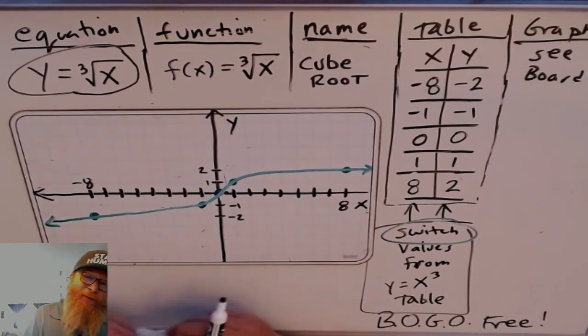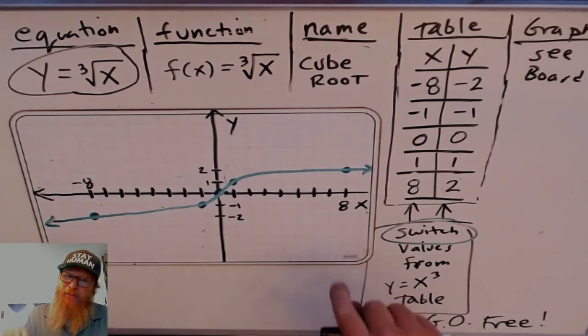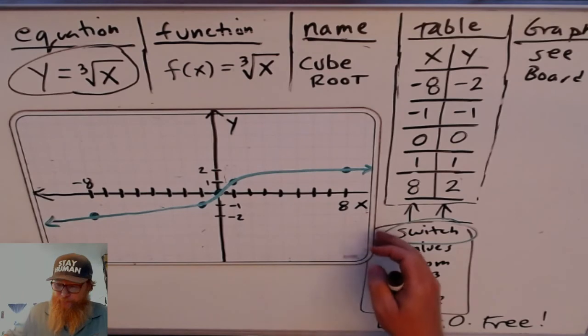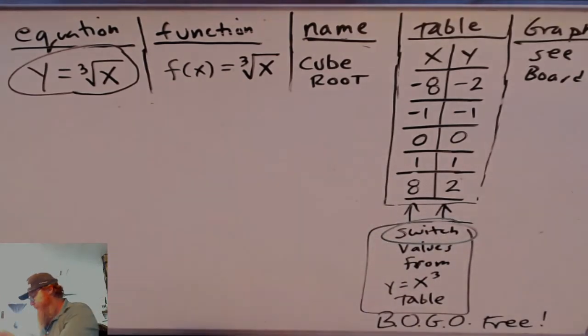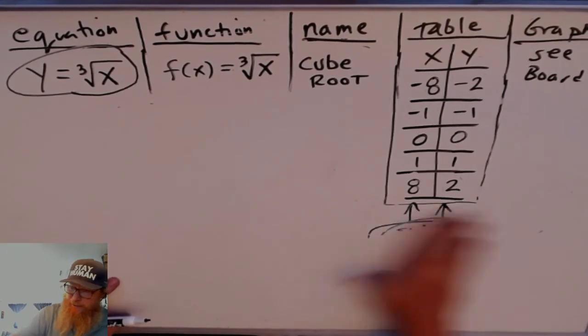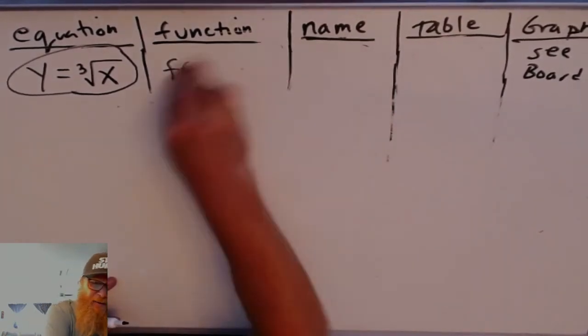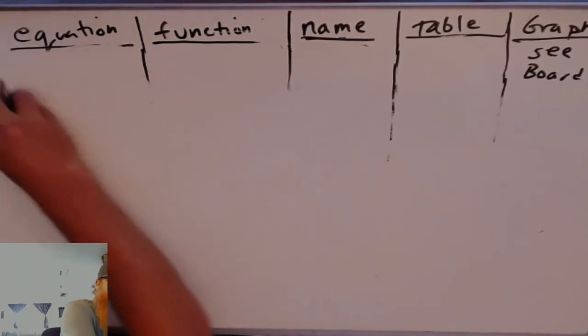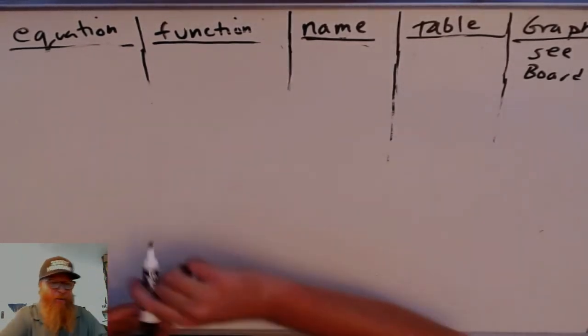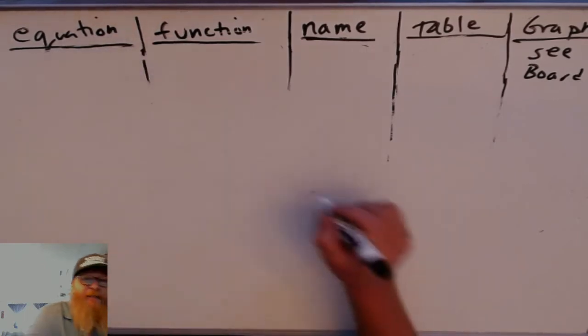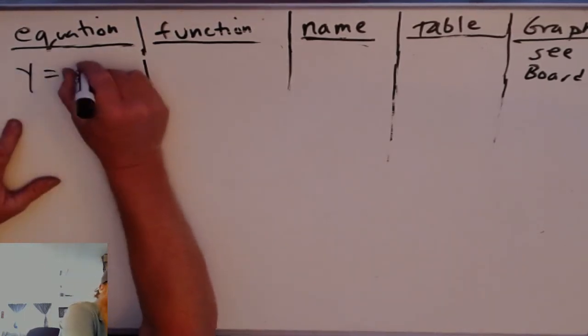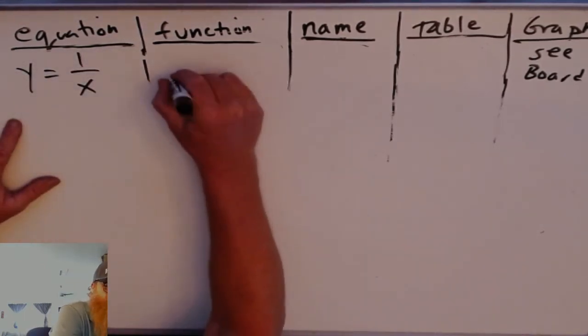2 more. You're keeping track. This is number 6. 2 more to go. All right. They're starting to get a little tougher now. The last 2 members of the catalog, or members of the toolkit, are the reciprocal, 1 over x.